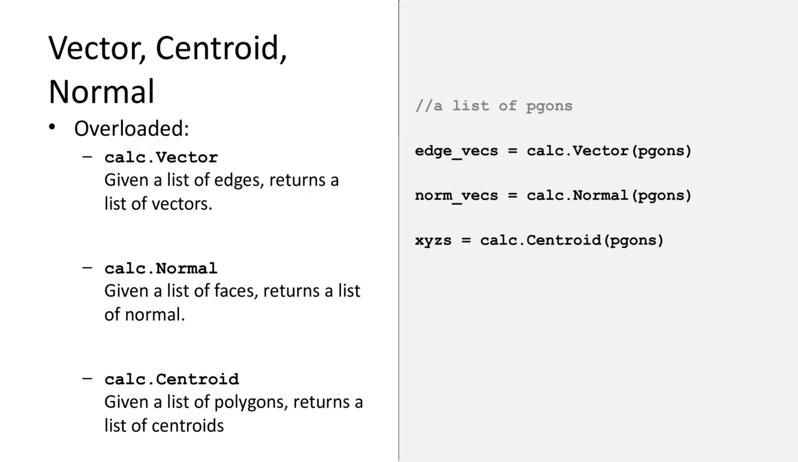These three primary functions are all overloaded. Given a list of edges, the calc.vector function will return a list of edge vectors. Given a list of faces, the calc.normal function will return a list of normal vectors. Given a list of entities, the calc.centroid function will return a list of centroids. Let's look at one example, the function for calculating the normal.